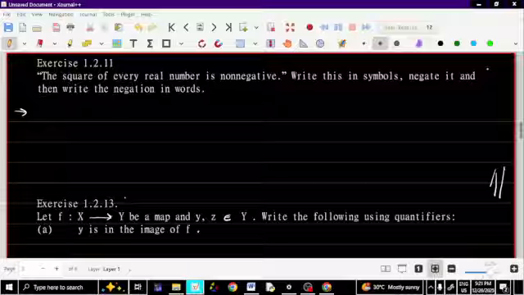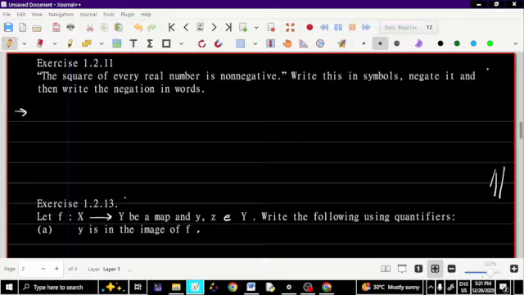So we will write this using quantifier symbols first. Square of every real number is non-negative. So your set of context here is real numbers. If I call this statement A, then how will I write it using quantifiers? Every, so universal quantifier. For every x in R, its square has to be non-negative. That means its square will be bigger than or equal to 0. Non-negative meaning either positive or 0.